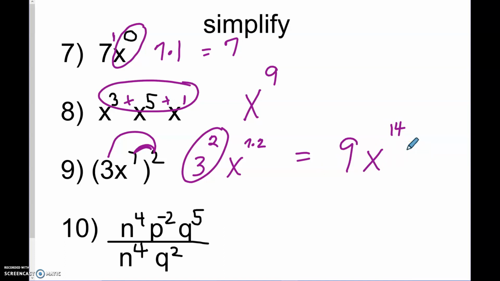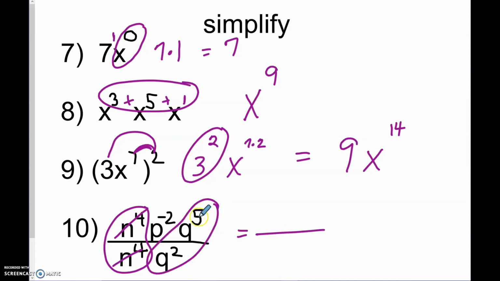All right, number 10 here. It looks like we've got some things that are the same. So this n to the 4th and n to the 4th, same thing on top, same thing on the bottom. So these are going to simplify to just 1. All right, so then we're going to talk about our q's here. Well, I have 5 q's on top, 2 q's on the bottom, or you guys could simply say that we're going to subtract those exponents. 5 minus 2 is 3. So we are going to have q to the 3rd power on top.